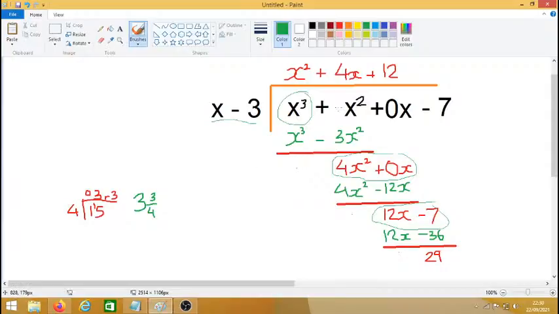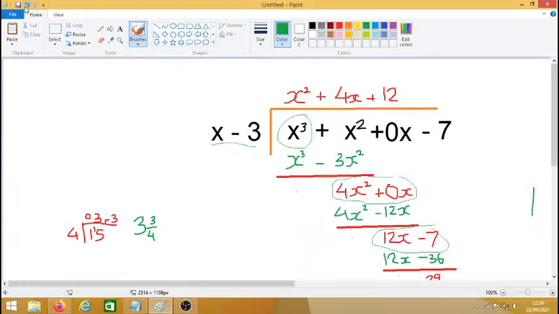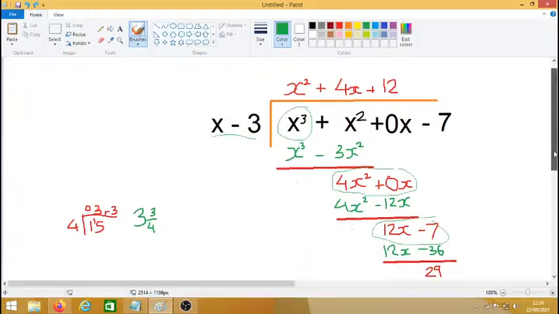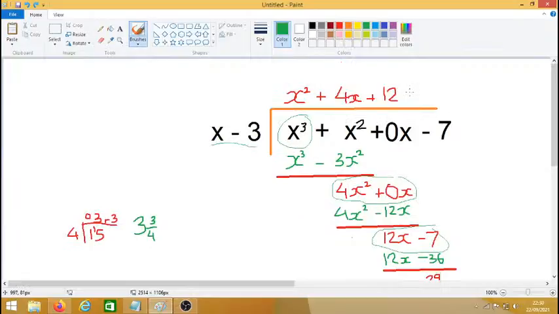We can say that the answer to the division is x squared plus 4x plus 12. But I've got this remainder here of 29. So I can just write plus a remainder, which is 29. It's 29 as a fraction. As a fraction of what? Just take a look at what I'm dividing by. It's x minus 3. So we can just write x minus 3.